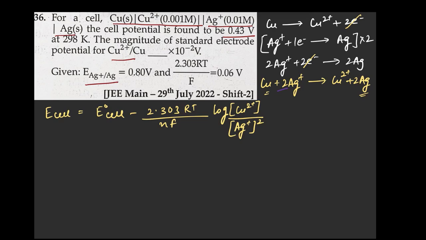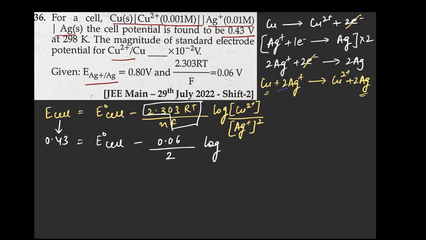Now E cell is given in the question as 0.43 volts. E naught cell minus now 2.303 RT by F. This value is given in the question as 0.06 divided by N. N is the number of electrons. So number of electrons taking part in this redox reaction is 2.